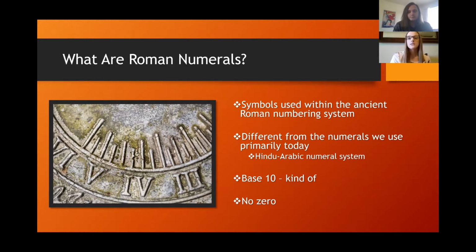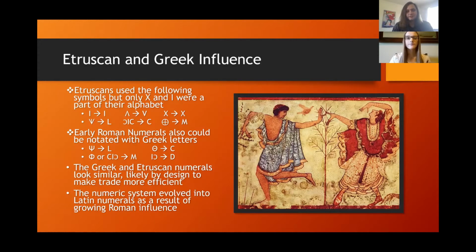And this leads into the reason why there's no 0 within Roman numerals. This is because there's no need to express the absence of a value for a certain value place. So the two cultures that had the greatest influence on the Roman numeral system were the Greeks and the Etruscans. The Etruscans were a civilization that predated Rome, but also lived in the Italian region.